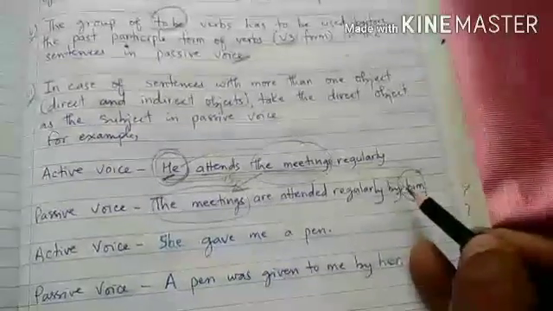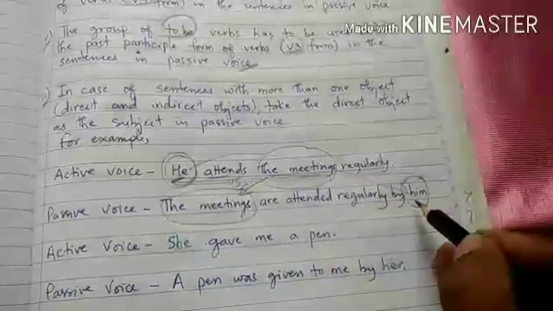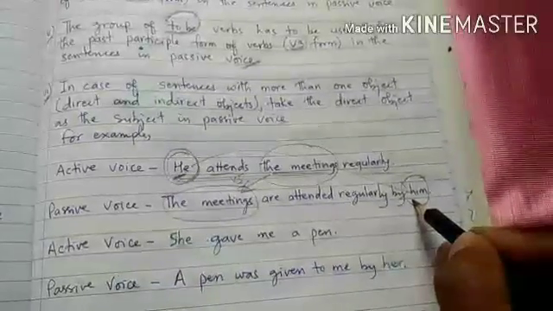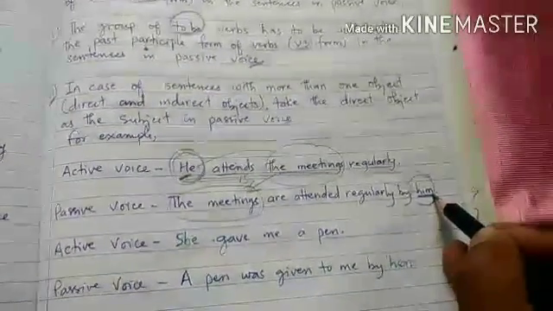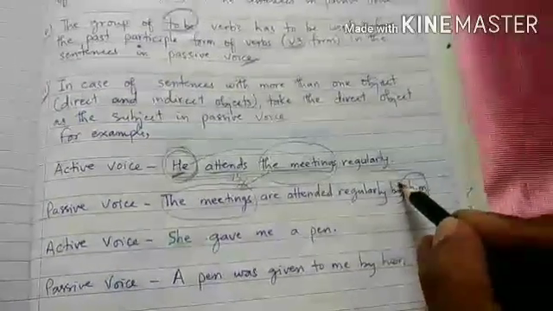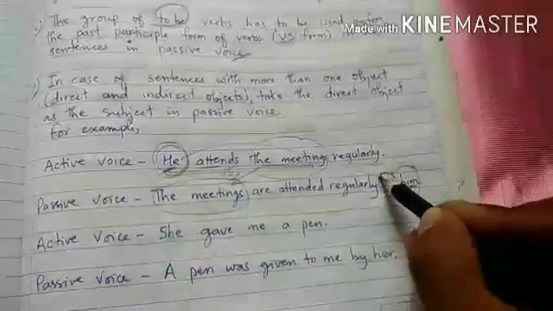Okay, now what is the further rule that we have explained, that I have explained just before? See, after changing subject into object, before the object we have to use the preposition by.